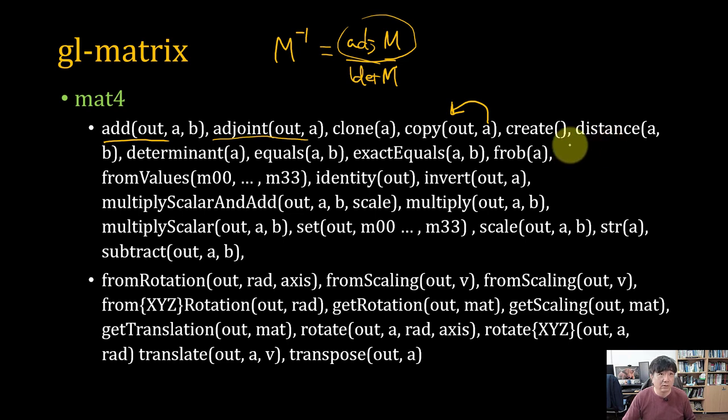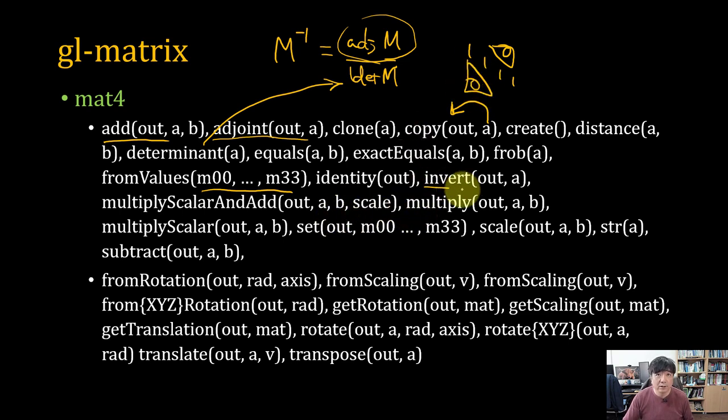Distance is the distance, determinant is this part, and then equals and exactEquals are the same as for vectors. Then frob is the Frobenius norm part, so I will explain later. And fromValues is create a matrix with the 16 values, and then identity is set the matrix to the identity matrix. So diagonally 1, 1, 1, 1, and the other parts are 0.